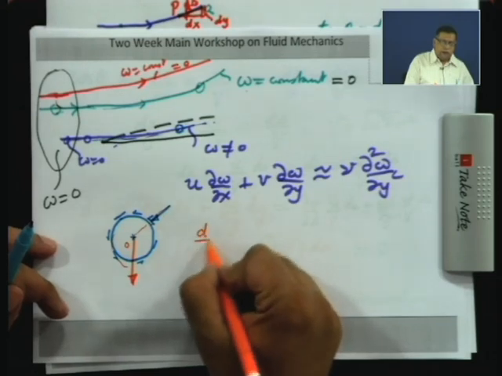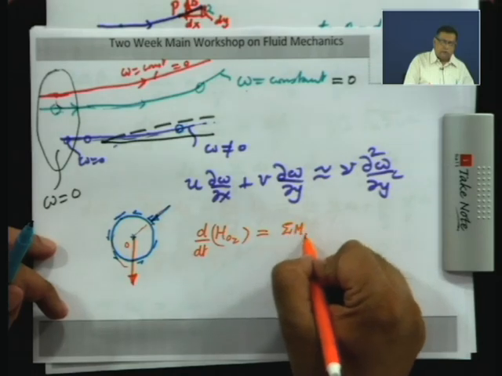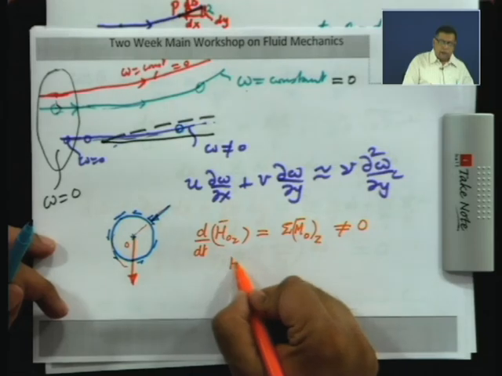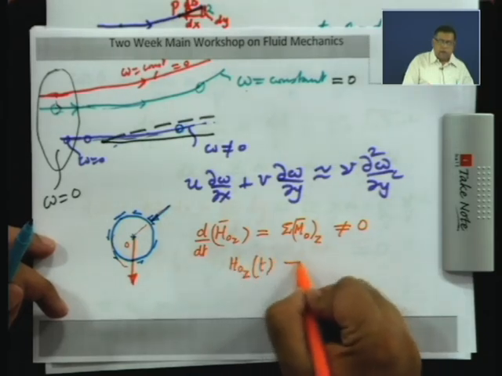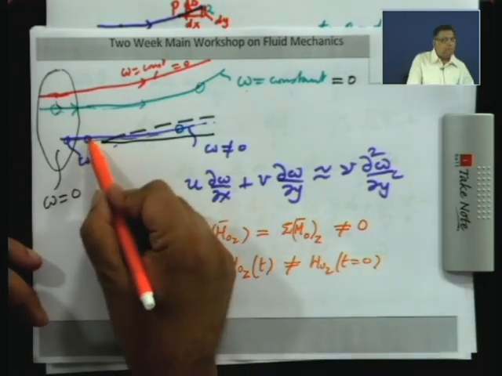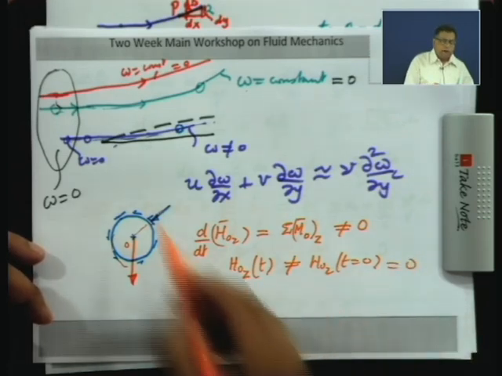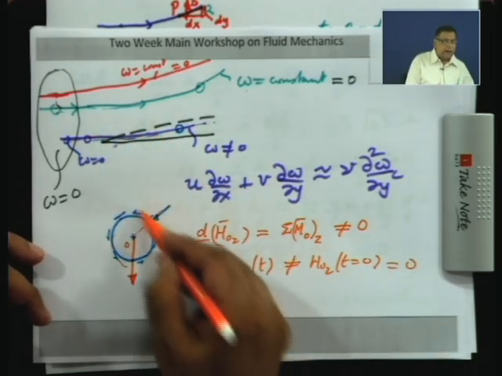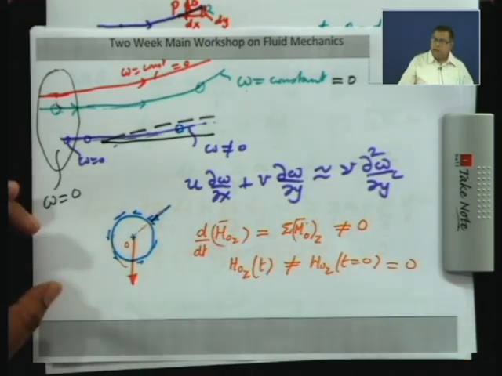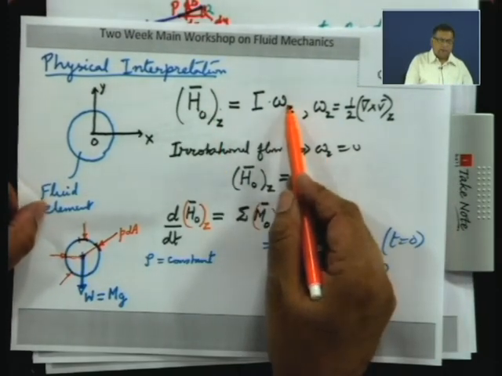So, you are going to have d dt of h 0 z, which is the sum of moments about O in the z direction. This is not going to be equal to 0, that means h 0 z at t will not be equal to h 0 z at t equal to 0. Now, at t equal to 0, the particle started from a region where the vorticity was 0, that means h 0 might be 0, but once it enters the boundary layer, shear stresses will start acting on the particle, they will exert a moment about the center, it will change its angular momentum, and once the angular momentum changes, you see that omega z will be non-zero, that means vorticity will be generated.